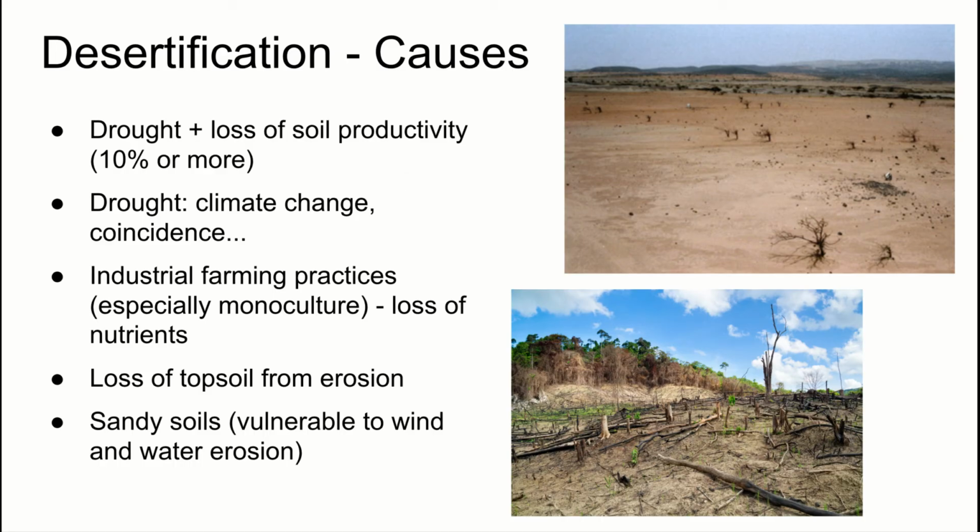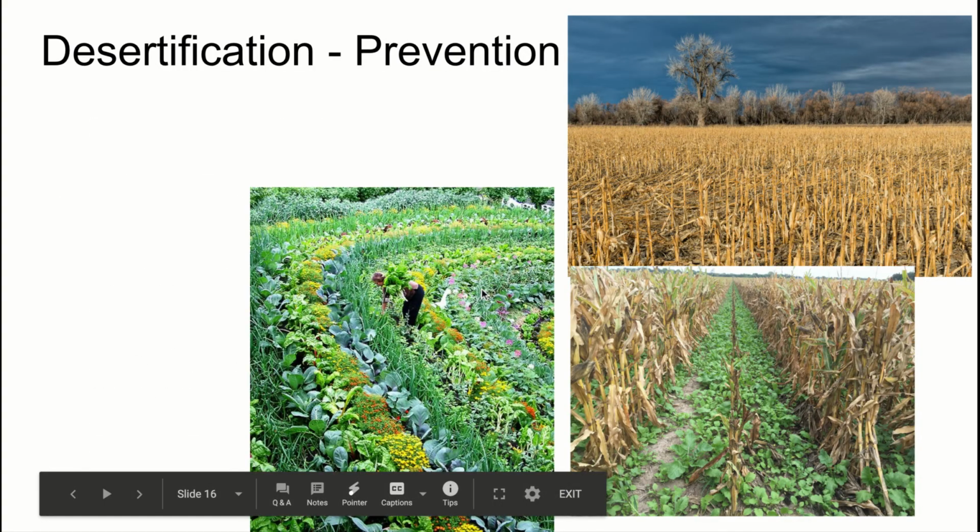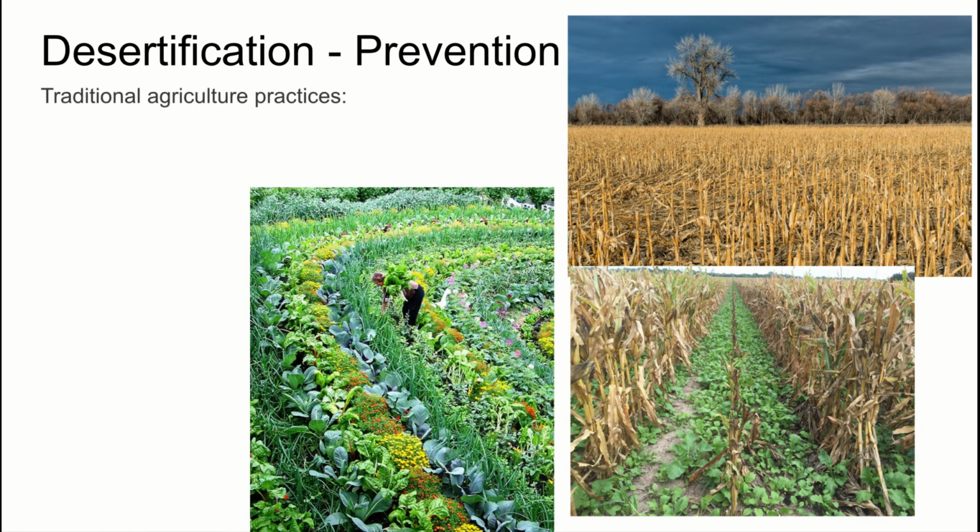And sandy soils are at risk of desertification just because they're so vulnerable to wind and water erosion, which we know leads to a loss of topsoil. So how do we prevent desertification? The main techniques here are traditional agricultural practices.